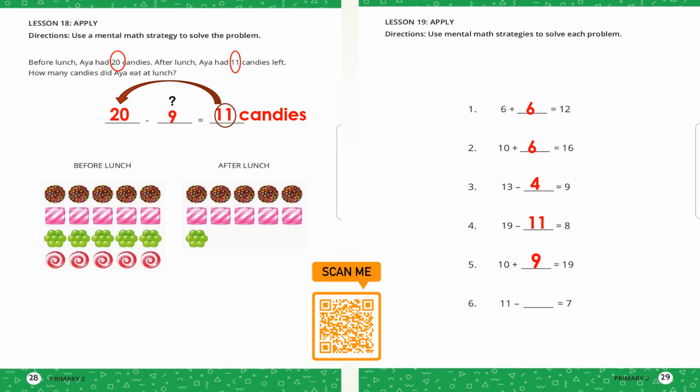Okay, the last one. 11 minus what equals 7? We can find it by counting from small number to big number. Count from small, 7 to 11. After 7, 8, 9, 10, 11. How many fingers? 4. So we will write 4.